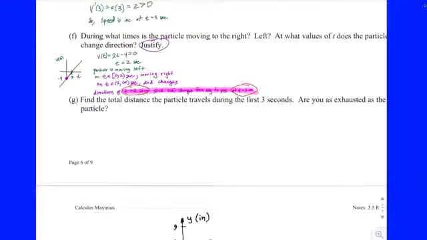Find the total distance the particle travels during the first 3 seconds. Okay, so total distance traveled. Is that the same as displacement? No. Is it ever the same as displacement? It could be. Under what circumstances? No change in direction. And also traveling in which direction? Positive, to the right. Or if we're in a vertical line, up.